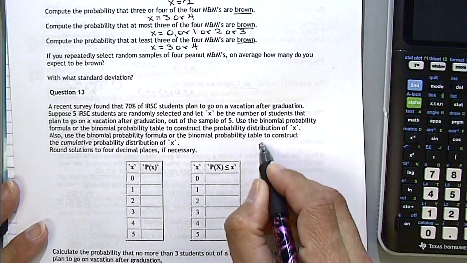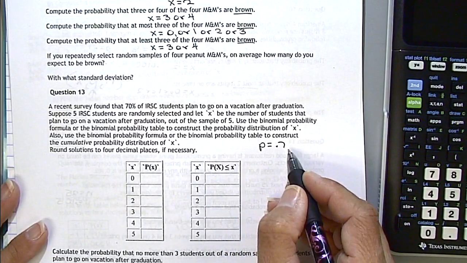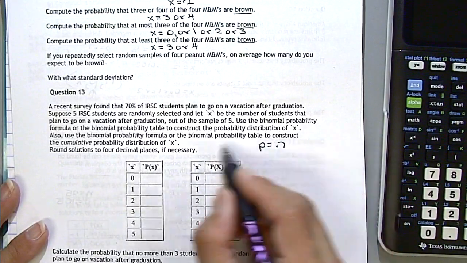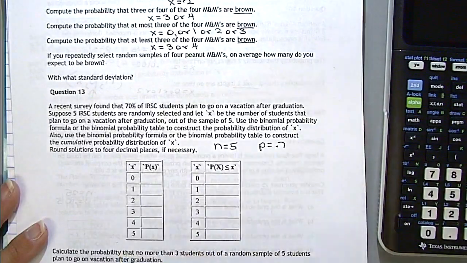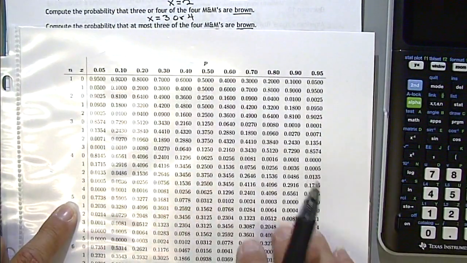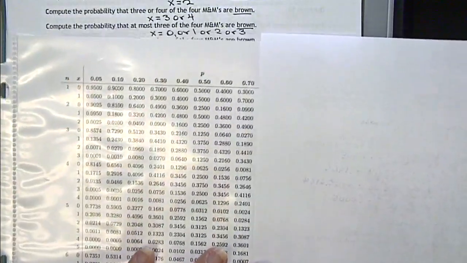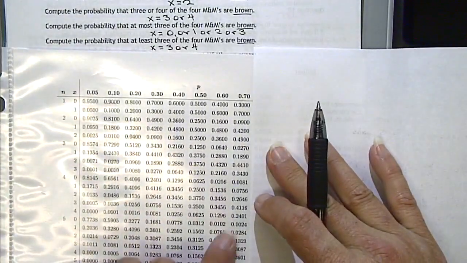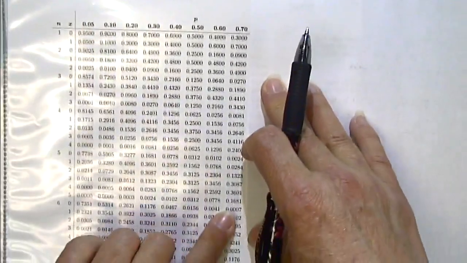Well, what is P in this case? 70%. Oh, good. It's in the table, right? What is N? It's 5. And then X is 0, 1. Well, let's go to that. Let's go to the N value of 5. Let's go over here to the probability of, I'll put a piece of paper here so I can't see it. The probability of 70%. And there's the distribution right there, right?